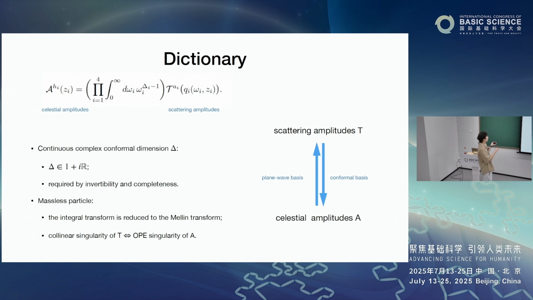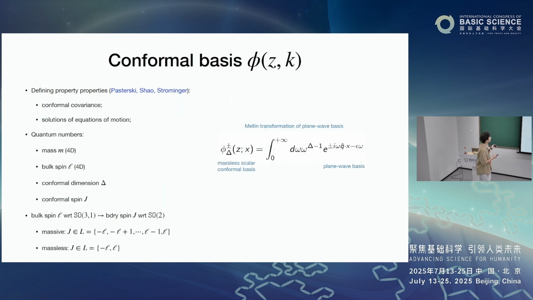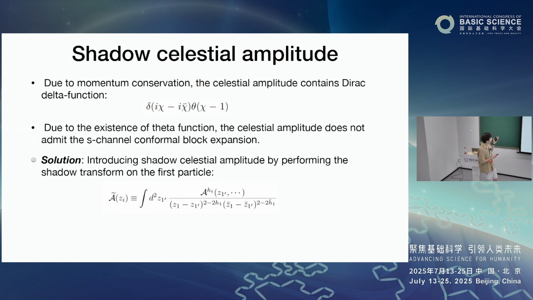Then you say, since we have a dictionary, we can calculate some examples to see what the celestial amplitude looks like. So actually, people indeed computed some examples, and they found some distinctive properties of the celestial amplitude. Due to the momentum conservation, people found the 4-point celestial amplitude contains a Dirac delta function, delta of z minus z bar, times theta of chi minus 1. Here, the z and z bar are conformal cross ratios appearing in the 4-point conformal correlators, and theta is the step function. And those distributions actually do not appear in standard CFT. So this makes the celestial CFT more exotic.